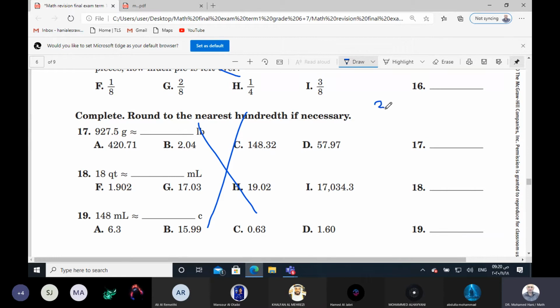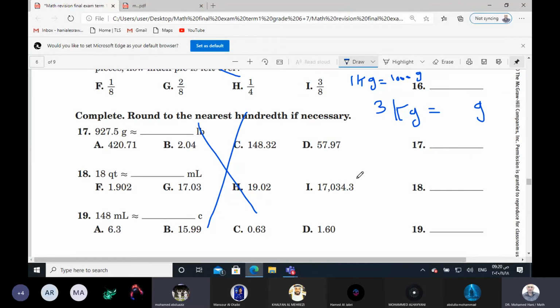Suppose we have 3 kilograms, and we want to change it to grams. The relationship between grams and kilograms: each 1 kilogram equals 1000 grams. That is, 3 kilos.